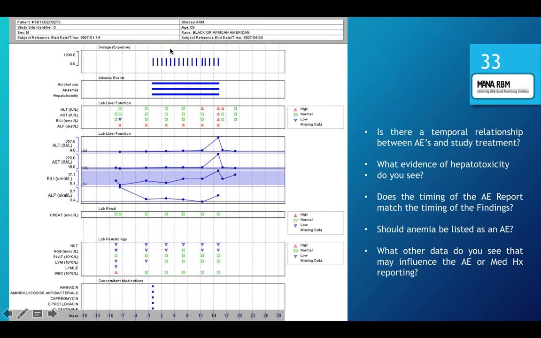So again, what you're doing now is you're stepping up your game, and you're looking at things like temporal relationships. You're looking at whether things should be reported as AEs or med history. You're doing that rectangular review right here. So these fields can be defined based on the study. So it allows you to look at the data depending on the specific study that you're doing, okay?